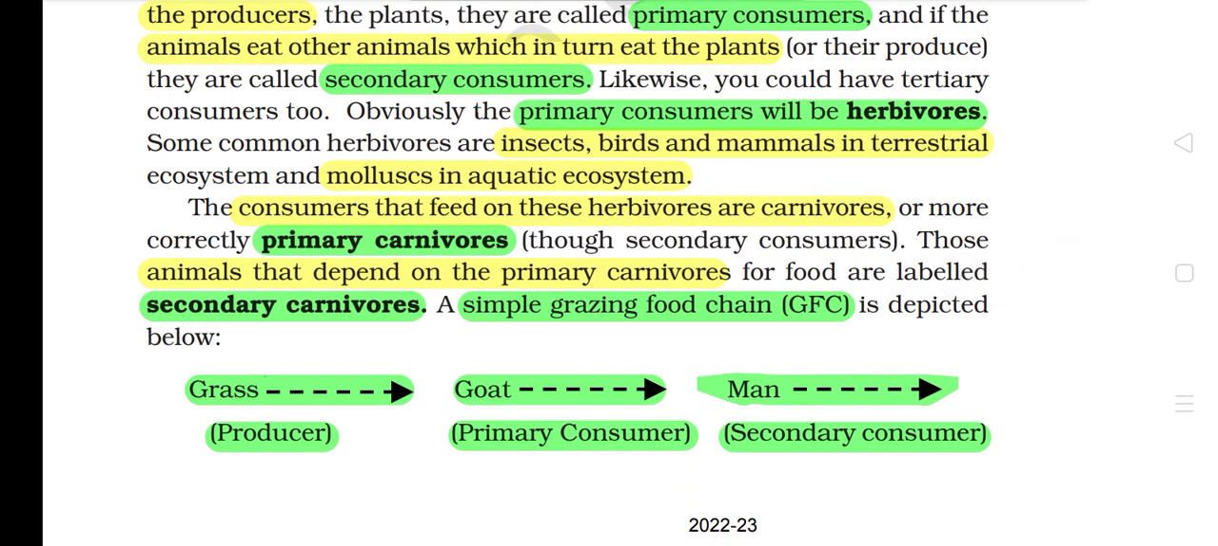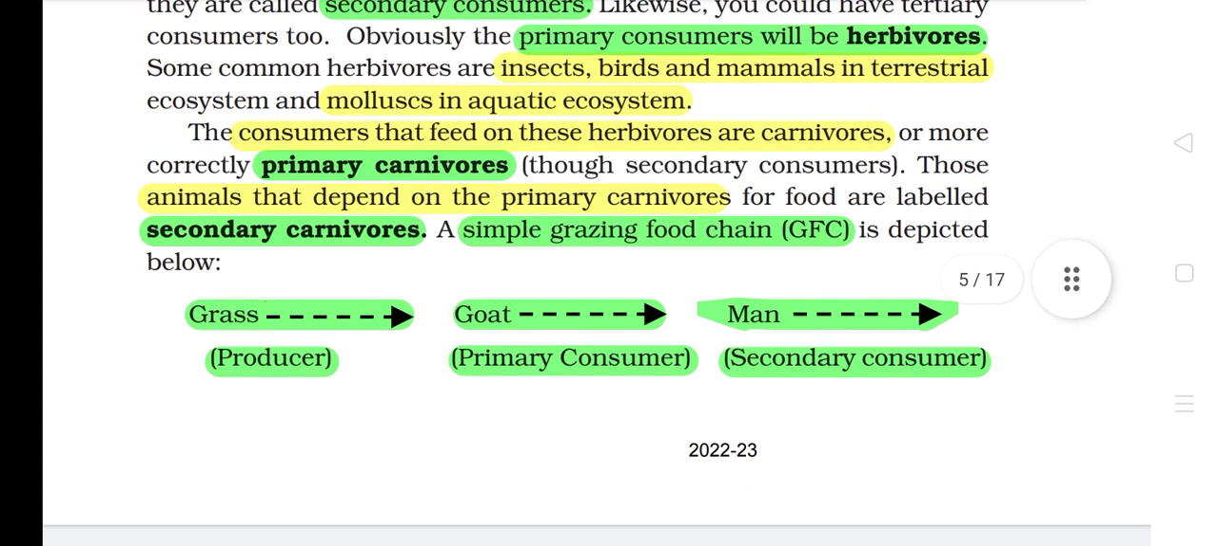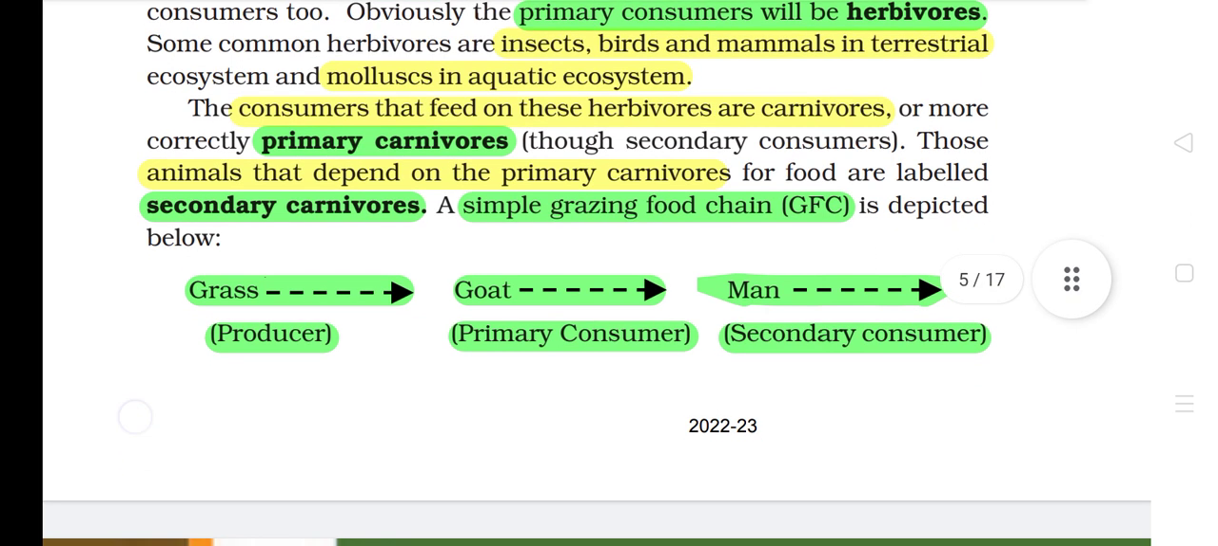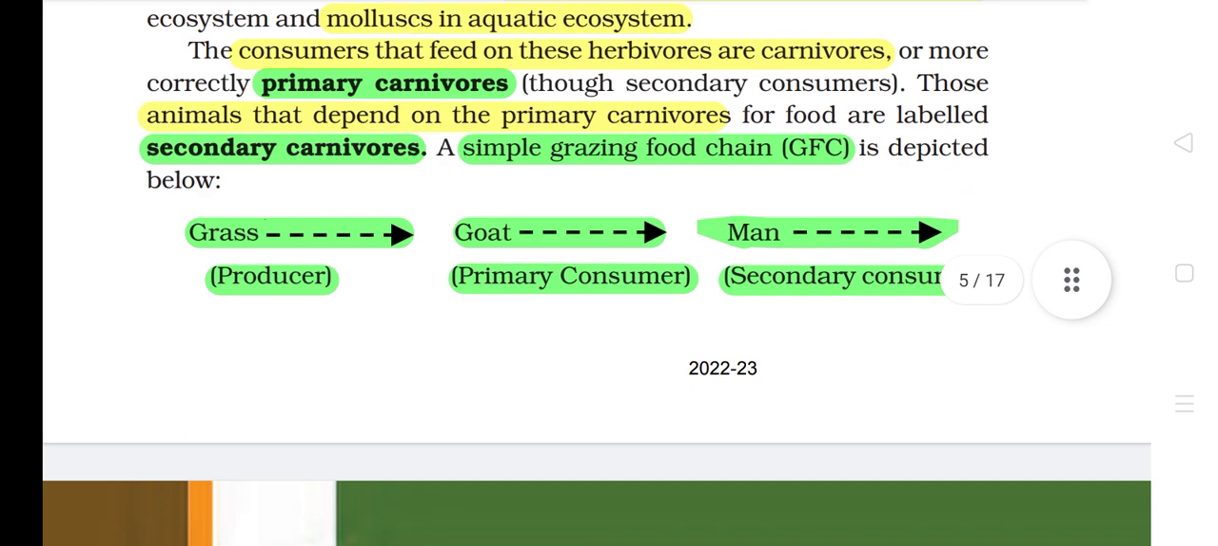The consumers that feed on these herbivores are carnivores, or more correctly, primary carnivores. Those are secondary consumers. Those animals that depend on the primary carnivores for food are labeled secondary carnivores. A simple grazing food chain, GFC, is depicted below: grass, goat, man.